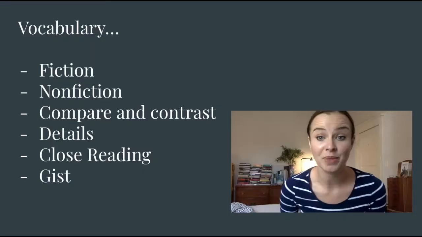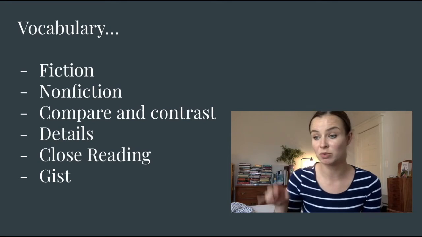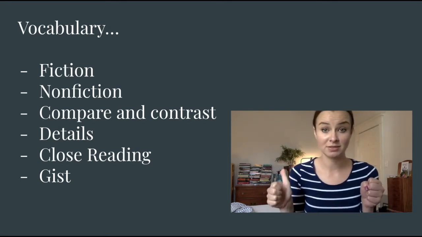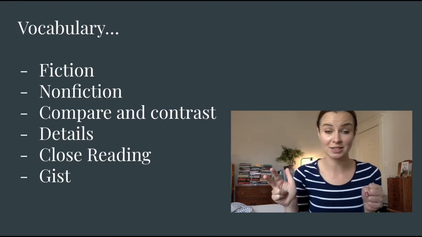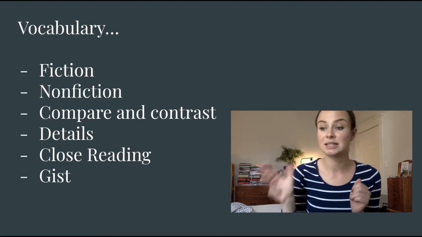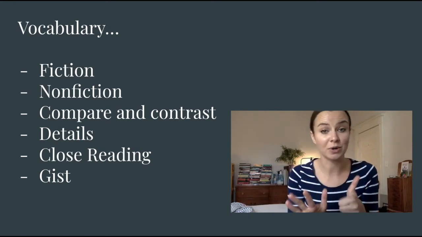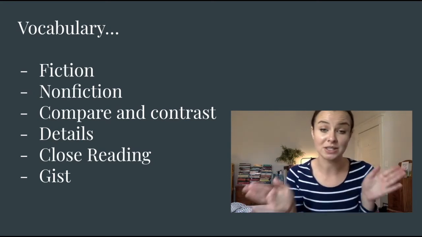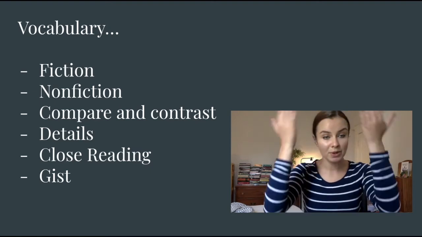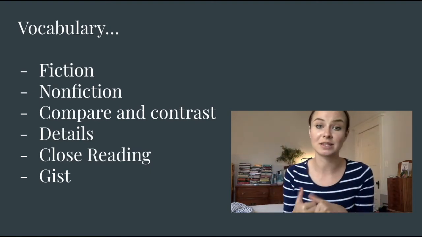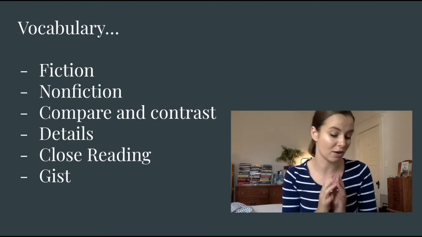While I leave you, I want you to revisit your vocabulary. Right now we're up to 6 words. Fiction, nonfiction, compare and contrast, that's like one concept, details, close reading, and gist. All of these words should be on your notes. You should save them. You should keep the material we talked about today in the back of your mind so that tomorrow when we make a Venn diagram, it's all there for you and you've kept up.